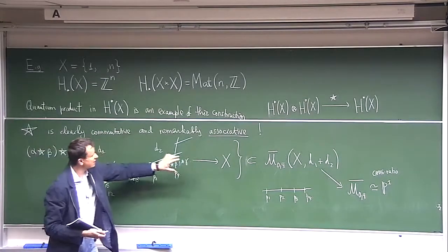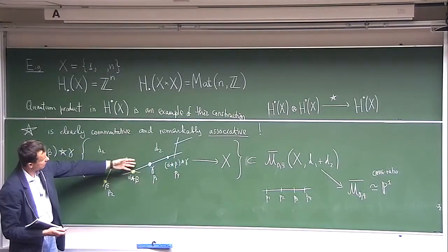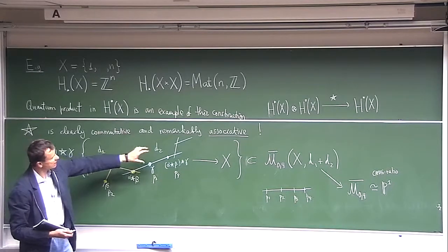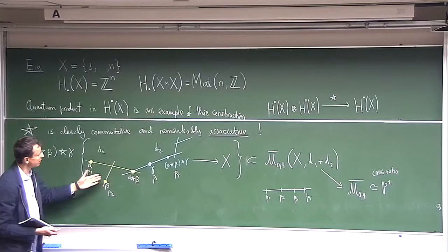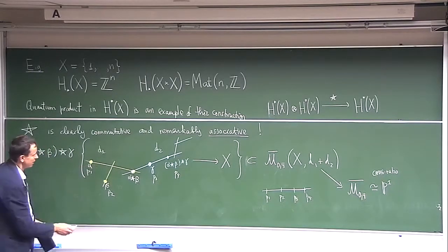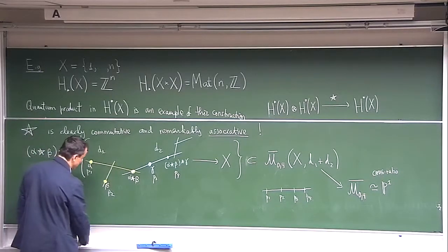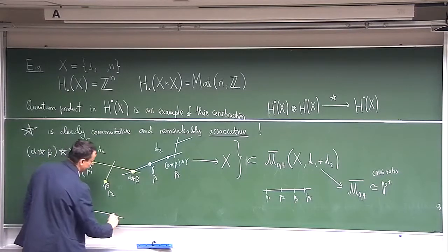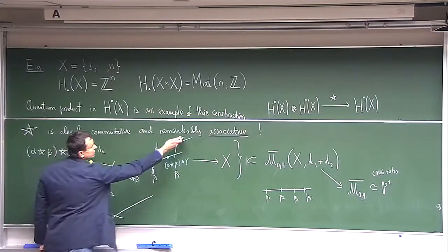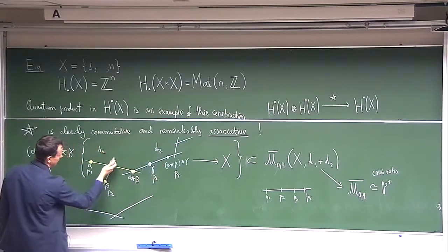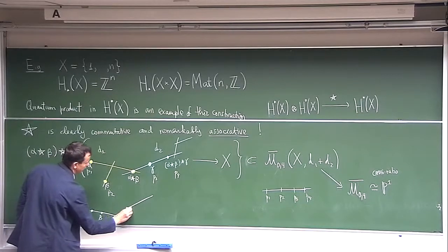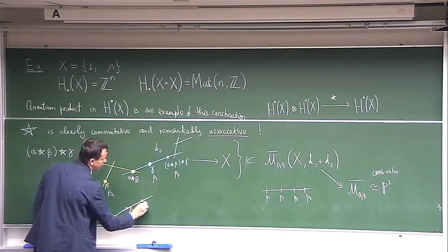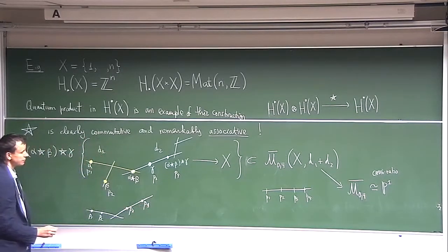Once I forget the map to X, then some of these bubbles become unstable. I have to contract it. So, for example, this particular curve will go to this curve. So this bubble will need to be contracted, and this bubble will need to be contracted. So I just get P1, P2, P3, P4. Okay.